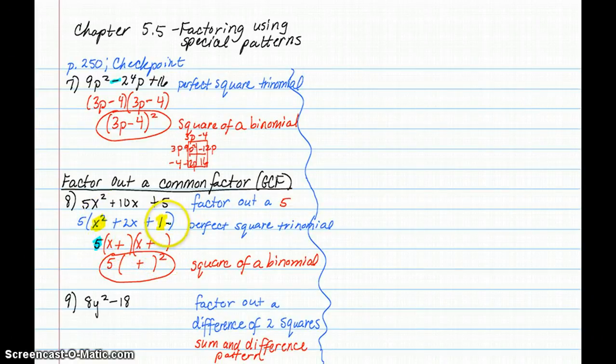The square root of 1 is 1. 1 times 1 is 1. So it's (x plus 1) times (x plus 1). These are identical, so we square them: x plus 1 squared. All right, let's go to this next one.